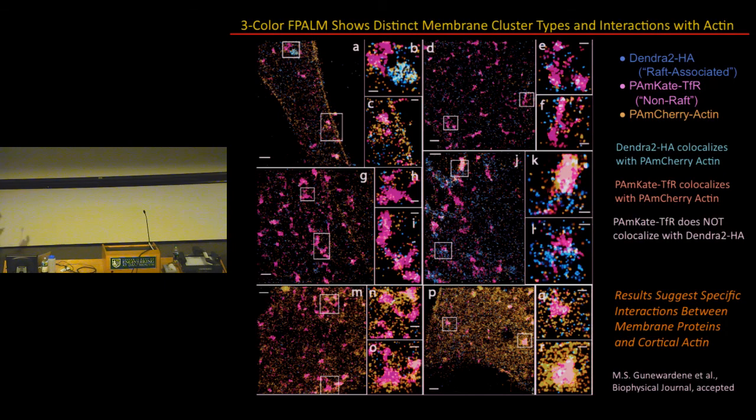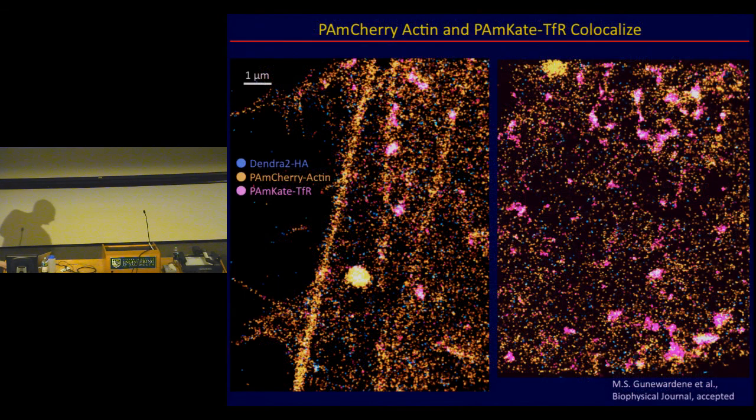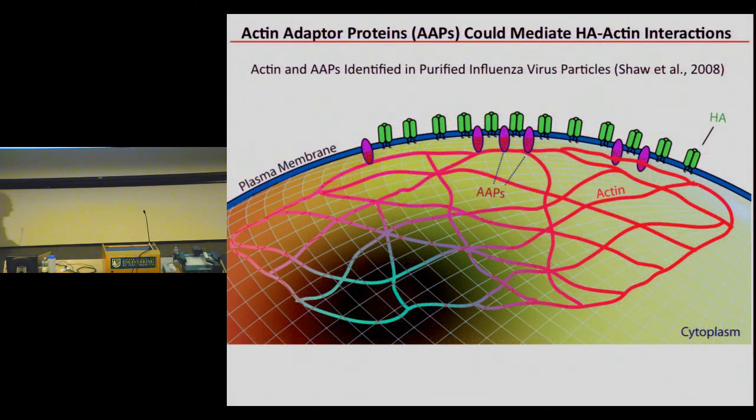So the question is, you've got A correlated with B, A correlated with C, and yet B and C are not correlated. They're anti-correlated. And so you can't just have binding to actin as the rule. It has to be something more specific than that. And so another example of correlation between the transferrin receptor and actin.